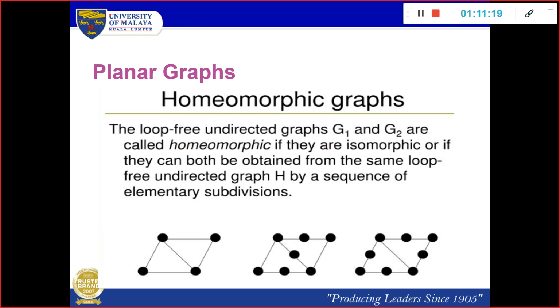So let's see homeomorphic graphs. The loop-free undirected graphs G1 and G2 are called homeomorphic if they are isomorphic or they can both be obtained from the same loop-free undirected graph H by a sequence of elementary subdivisions.